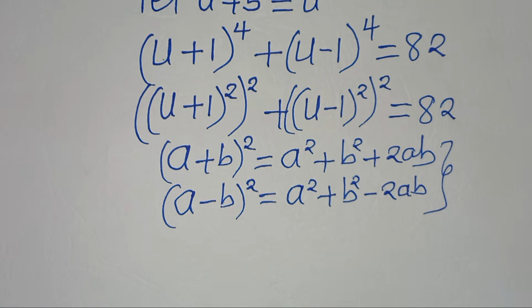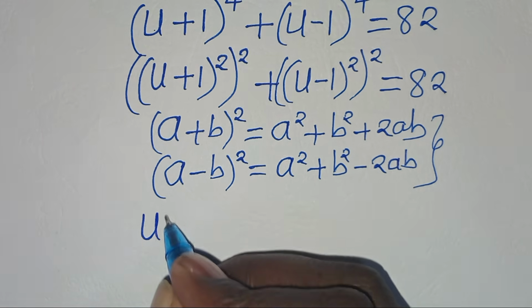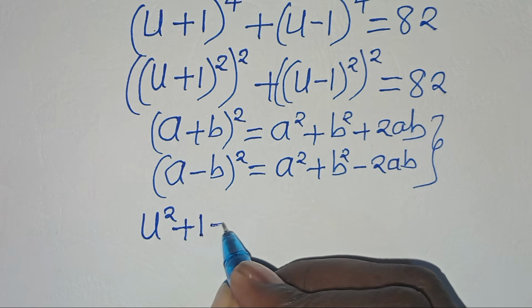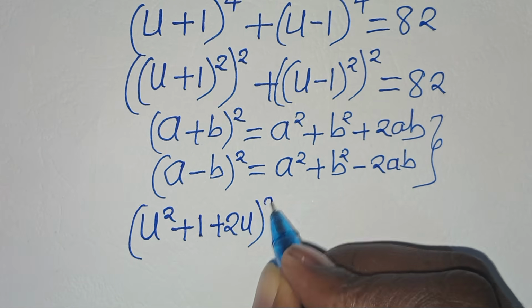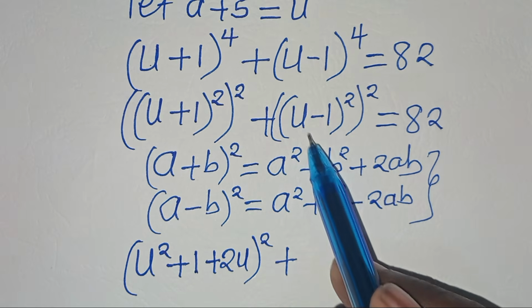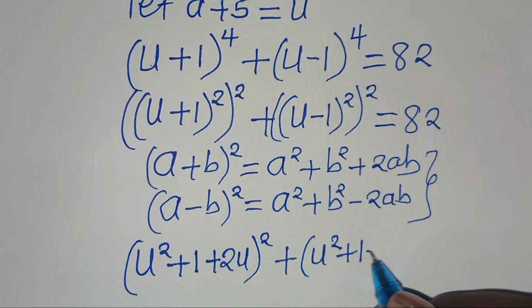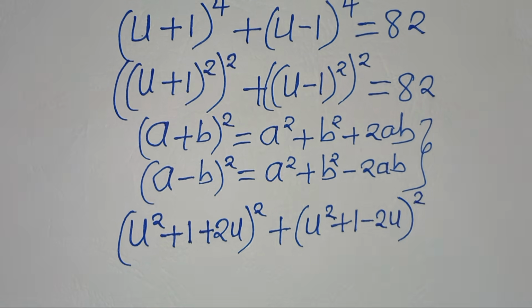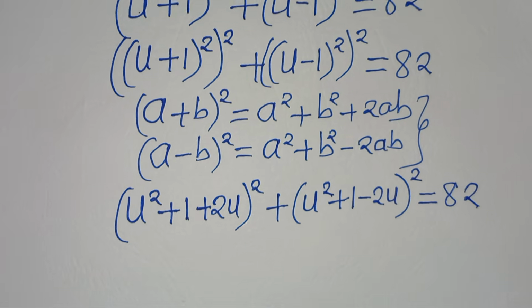Now let's apply these two algebraic identities, so that now here we have u squared plus 1, then we have 2u raised to the power of 2, then plus, now let's expand u minus 1 to the power of 2. So here we have u squared, then plus 1, subtract 2u, everything here raised to the power of 2. This is equal to 82.